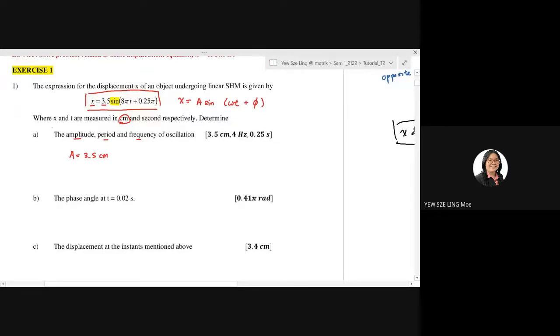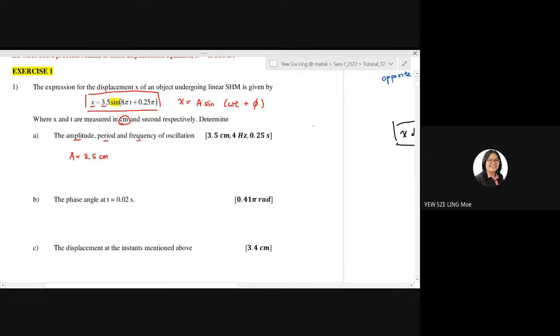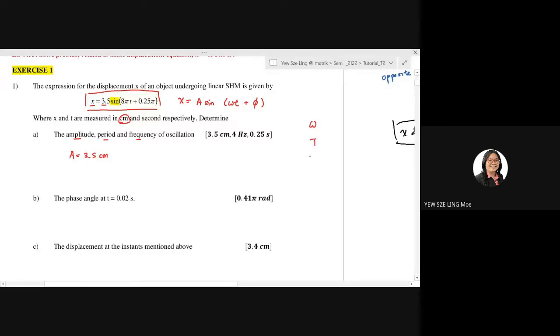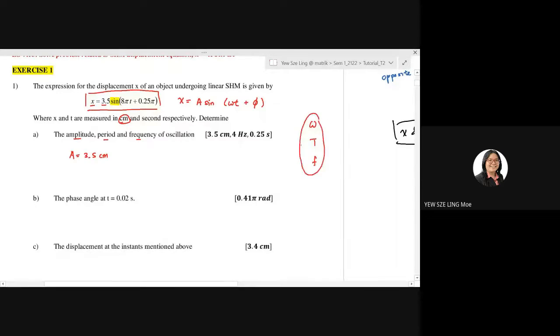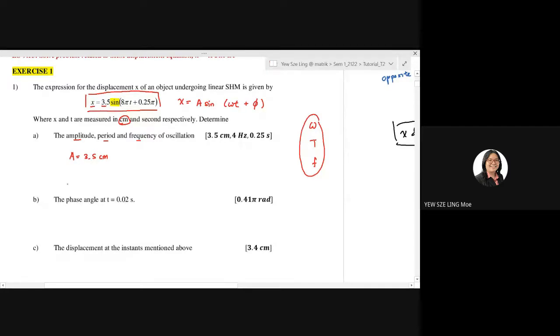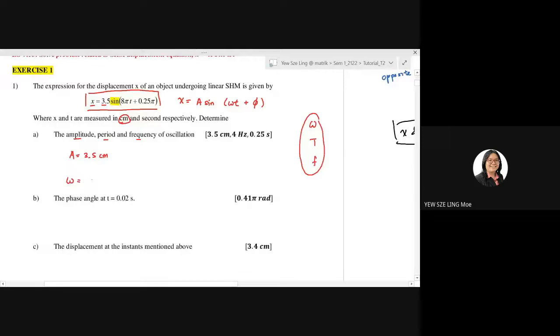Because the question tells you x is in terms of cm, which means amplitude is also in terms of cm. And then it asks for period and frequency. Now, if you recall what I told you before, omega, period, and frequency are one big family. If you are given any one of them, then you can find the other two. So by comparison, we have omega equals 8 pi radian per second.